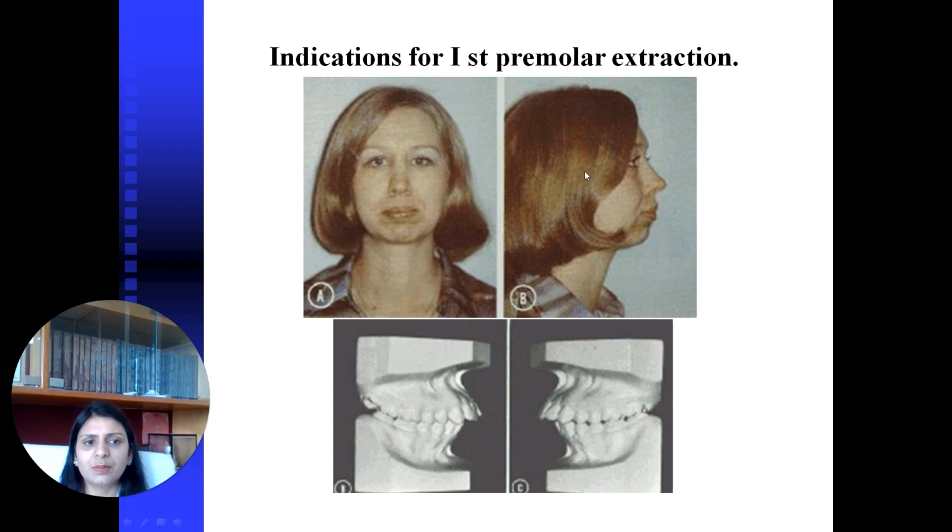As you can see, there is a prominence in the anterior segment and we want retraction in the maxillary segment and the mandibular one. It is a bimax case. So there we will prefer to extract the first premolars.